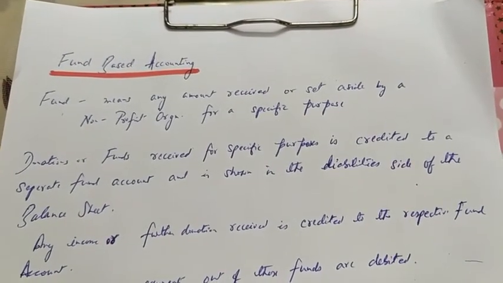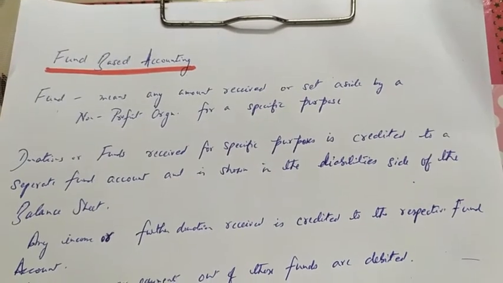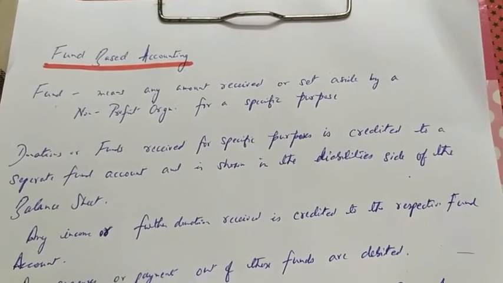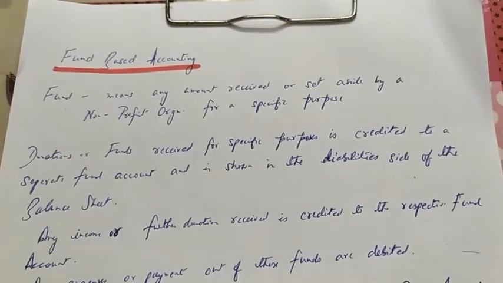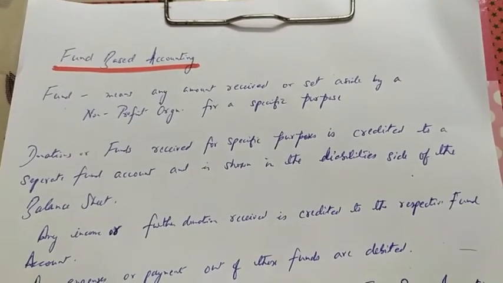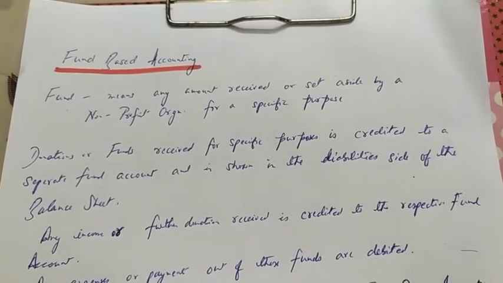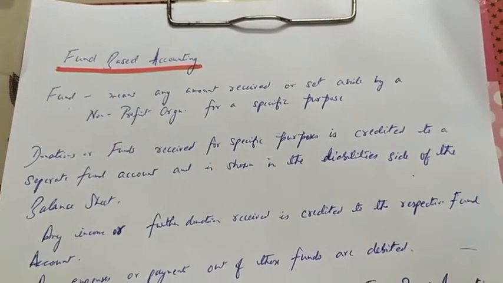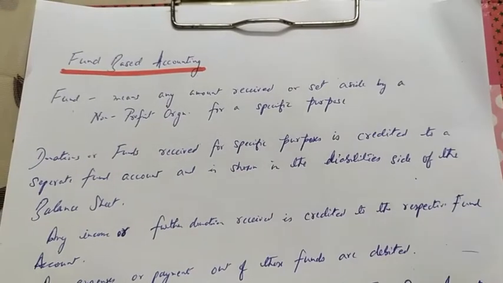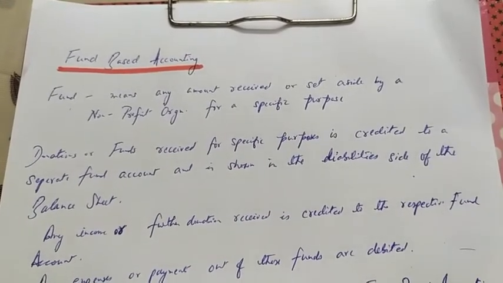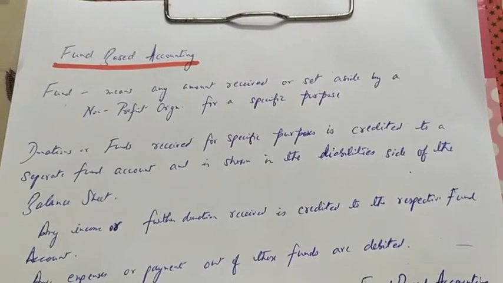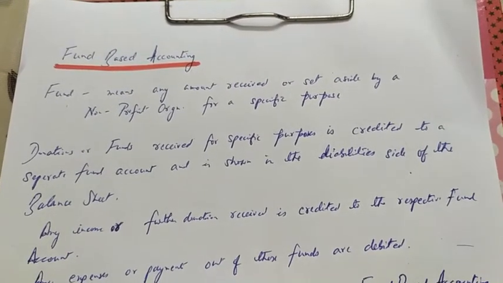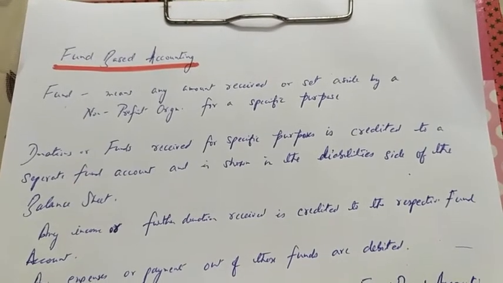Such an amount, whether donation or fund, will be credited to a separate fund account. If it is for a specific purpose, a fund account in the name of the purpose for which it will be utilized has to be created. Whatever donations are received for that purpose will be credited to that fund account, and such a fund account will be shown on the liability side of the balance sheet.